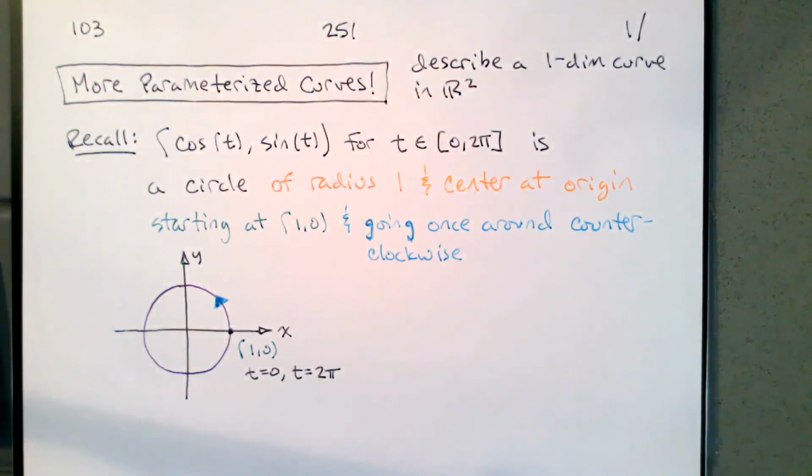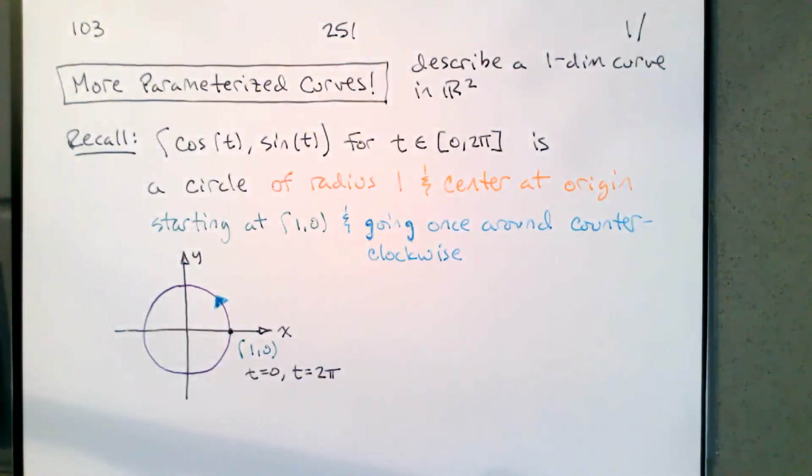So if you would recall, if x is cosine of t and y is sine of t for t between 0 and 2 pi, this will trace out a circle of radius 1 with its center at the origin. The parameterization part gives us a starting and an ending point, starting at (1, 0) and going once around counterclockwise. So that's starting at (1, 0) when t equals 0 and ending at (1, 0) when t is equal to 2 pi.